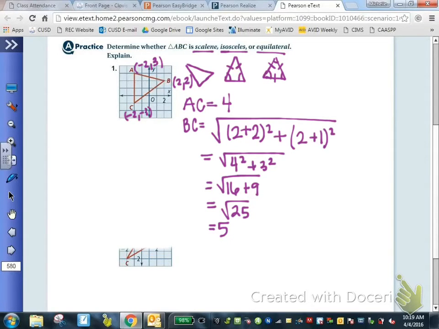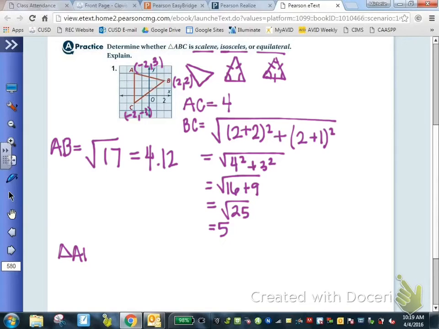Wait, what do you mean? Square root. Okay, so for A, B, I'm getting a lot of people that said you got square root of 17, which should be 4.12. Okay, so AC is 4, AB is 4.12, and BC is 5. So what type of triangle is this? Scalene. Okay, so we can say that this is a scalene triangle. Here, let's write that. Triangle ABC is scalene.